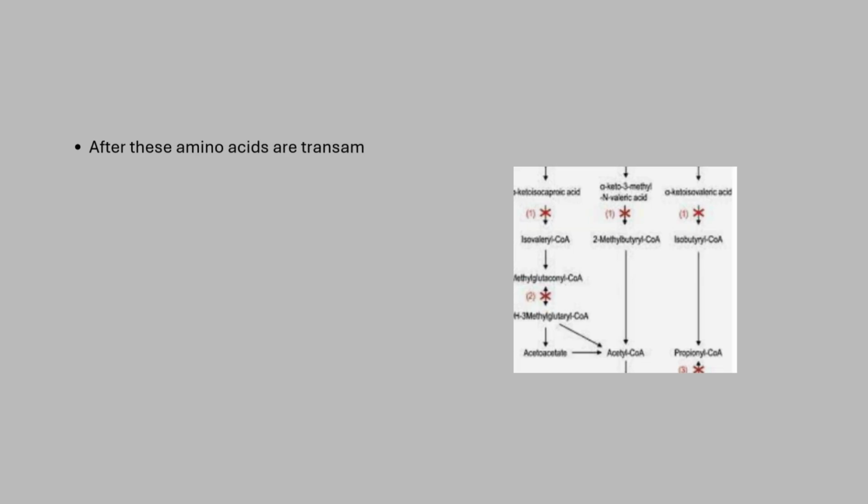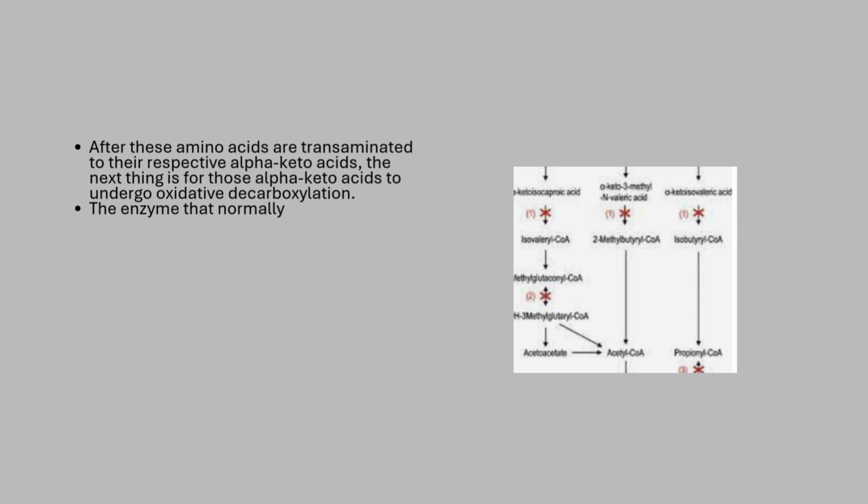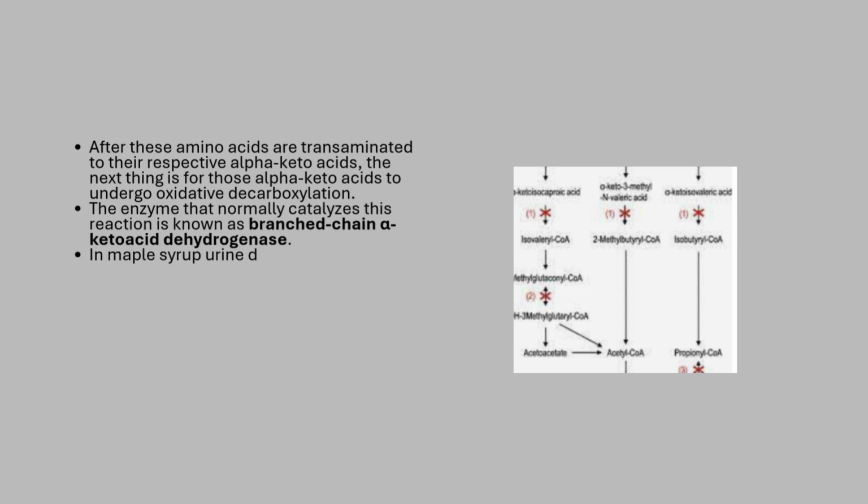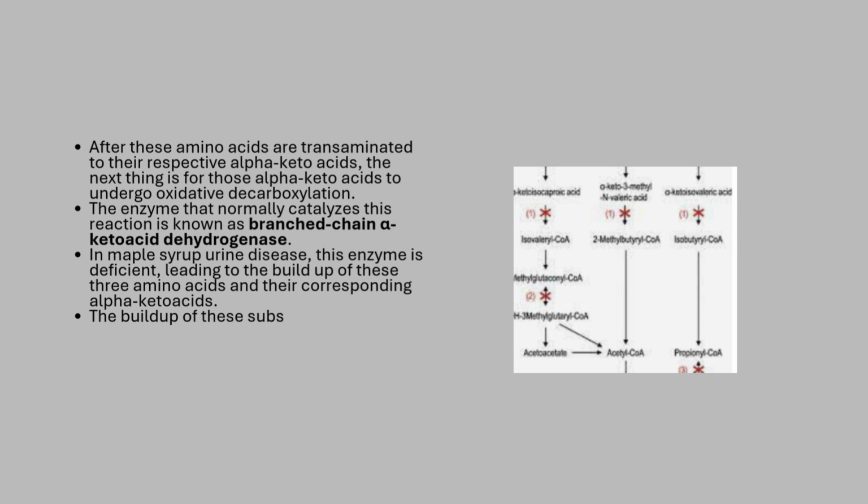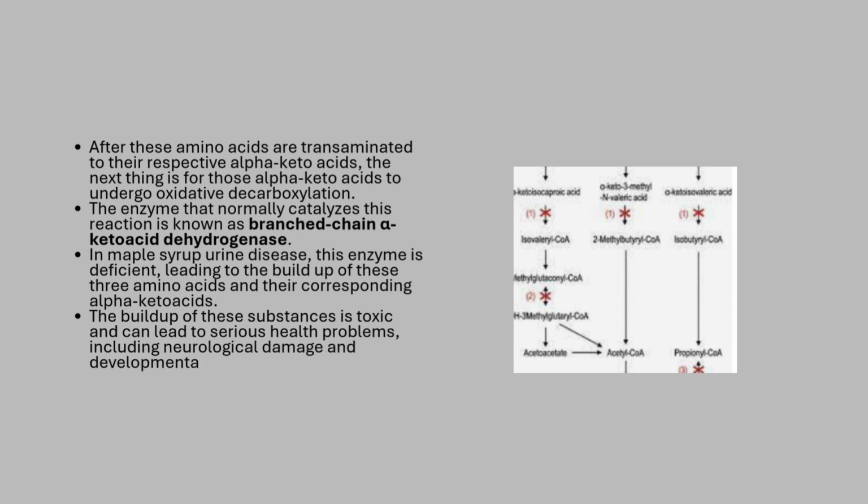After these amino acids are transaminated to their respective alpha-keto acids, the next thing is for those alpha-keto acids to undergo oxidative decarboxylation. The enzyme that normally catalyzes this reaction is known as branched-chain alpha-keto acid dehydrogenase. In maple syrup urine disease, this enzyme is deficient, leading to the buildup of these three amino acids and their corresponding alpha-keto acids. The buildup of these substances is toxic and can lead to serious health problems, including neurological damage and developmental delays if not treated early.